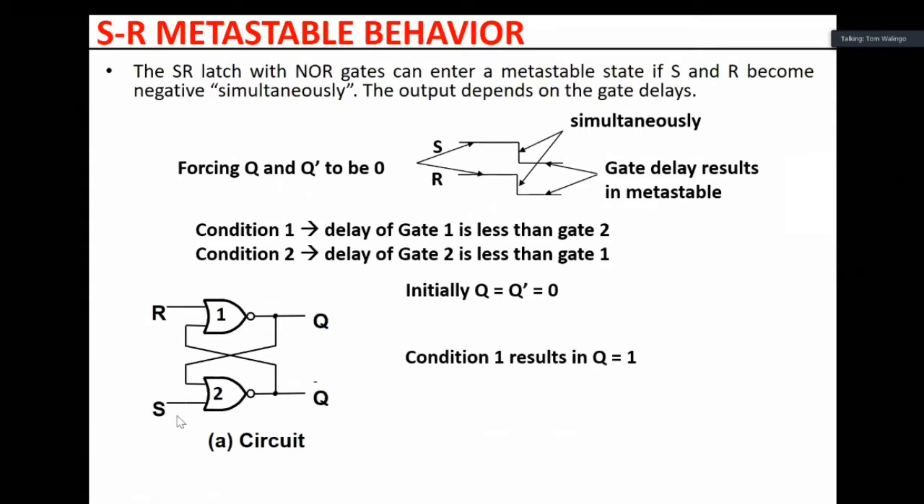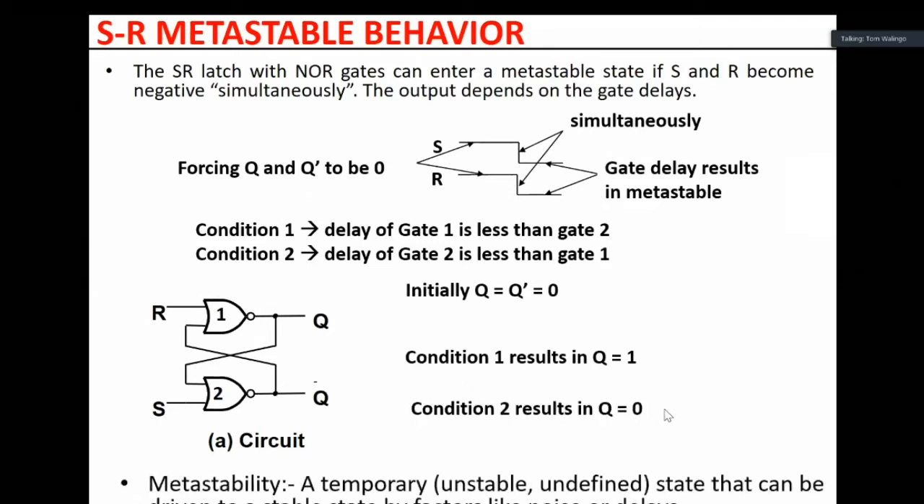Now, if gate 2 is faster than gate 1, the propagation delays here are faster than the delays here. So you had 0 here. This one went to 0. So 0, 0 gives you what? A 1 here. Then you've got a 1 and a 0. It will give you what? A 0 here. That 0 comes here. 0, 0 gives you a 1. 1, 0 gives you a 0. In this case, Q is 0.